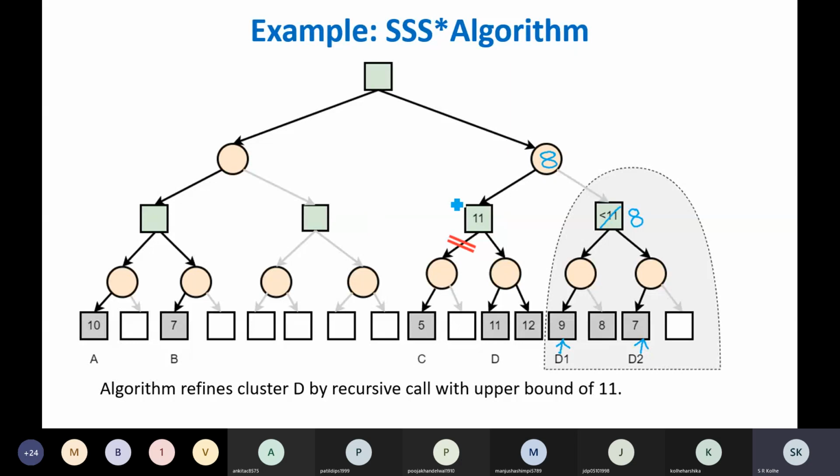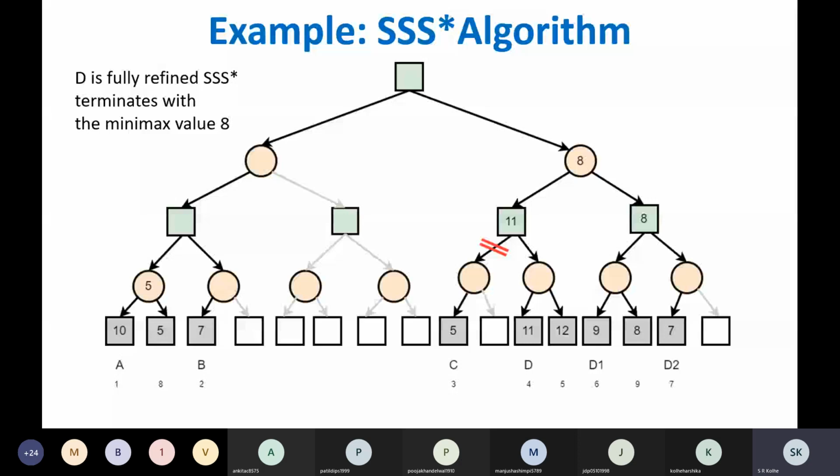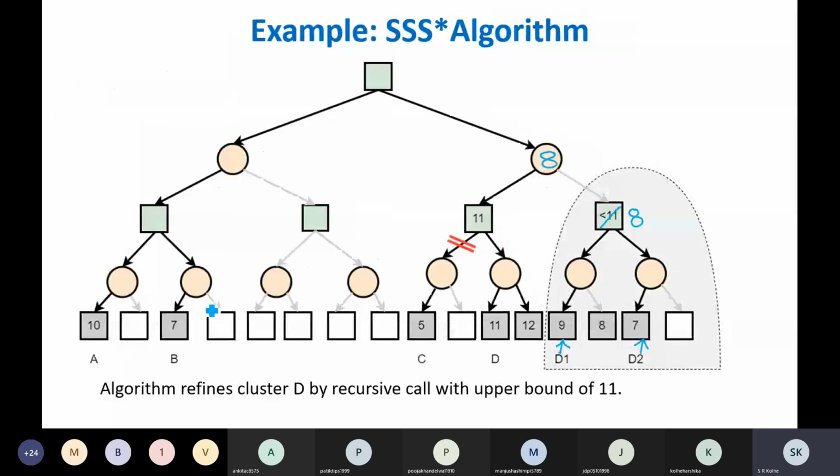D is now fully refined with value 8. We have cluster A with an upper bound of 10. This is better now, so this A will be refined now. Our focus will be on A. So we will shift our focus to node A. Repeat the same procedure.